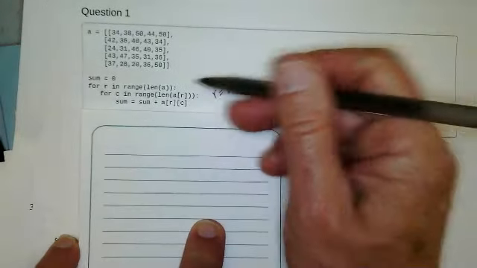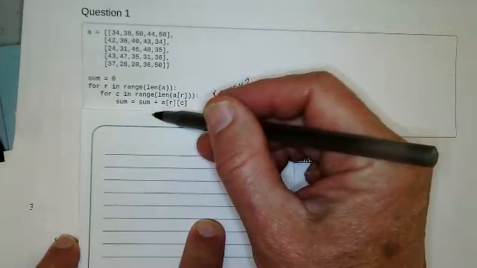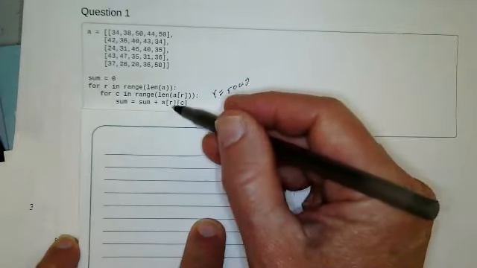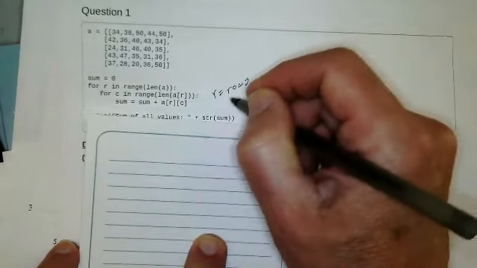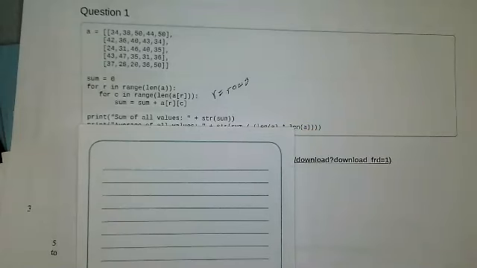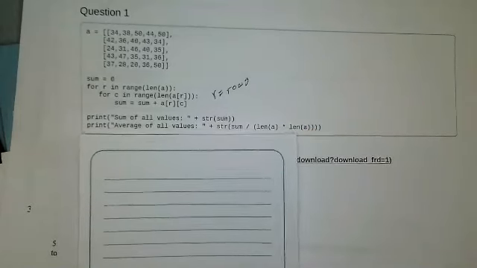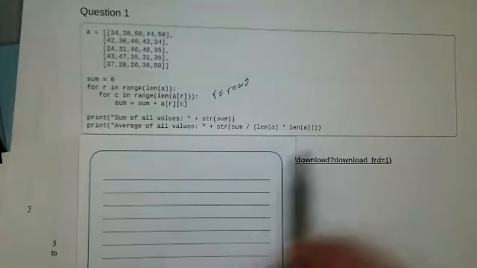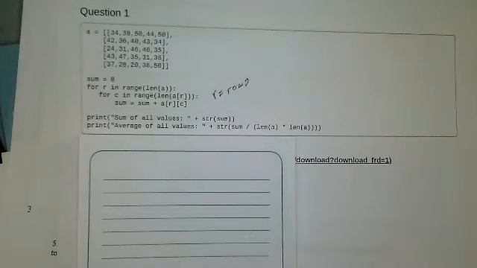Make sure you put the colons in there. And then sum equals sum plus A, array A, for the row and column. C is column. Oops, there comes the bell. Then we're going to print the sum of all those values, and then we're going to print the average of all those values. Make sure you put everything in here correctly. Label everything, show everything. This isn't a difficult one. The next one is very difficult, but we'll wait and see what it looks like.